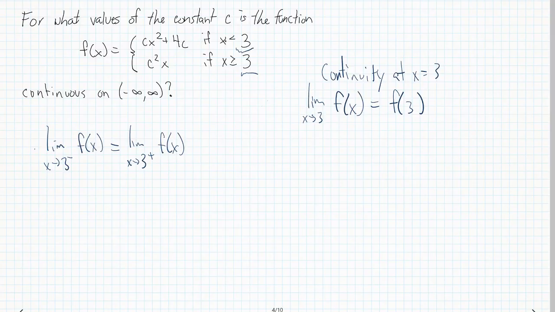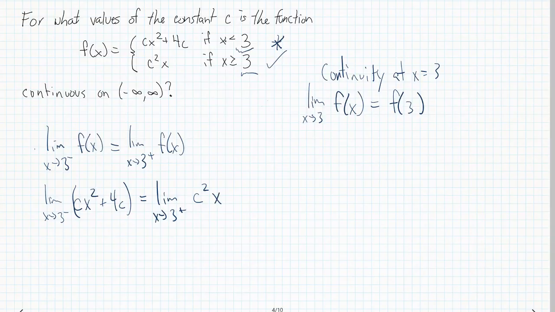Okay. So the limit as x approaches 3 from the left of f of x, well, what is that? And the reason we need the left and right limits to be equal is that's the only way the limit as x approaches 3 is defined. So limit as x approaches 3 from the left, so this would be the numbers less than 3. So notice that's our first case. So this is cx squared plus 4c. So this should equal the limit as x approaches 3 from the right, which would be our case where we're greater than 3. So that would be c squared x.